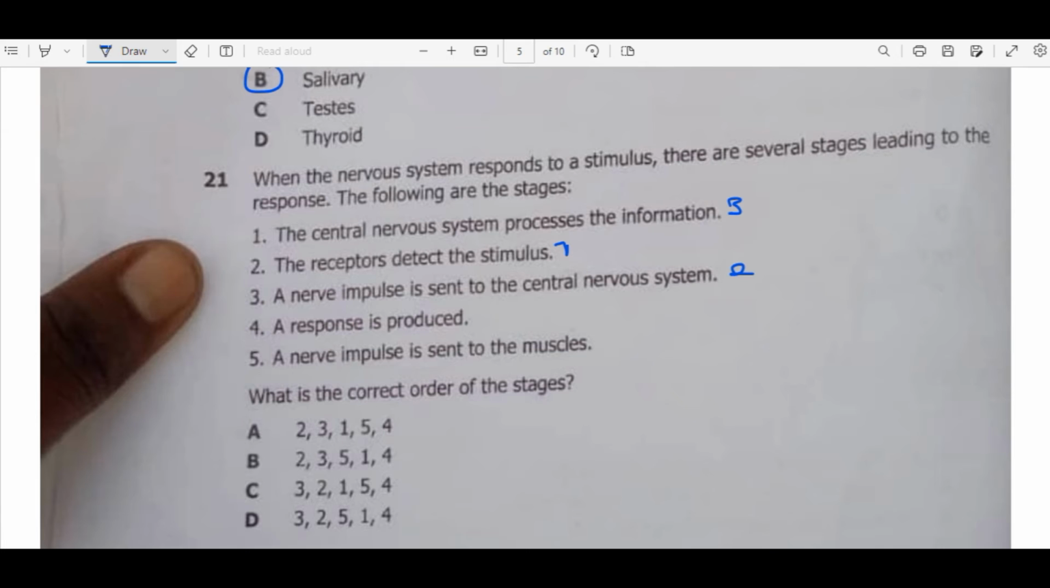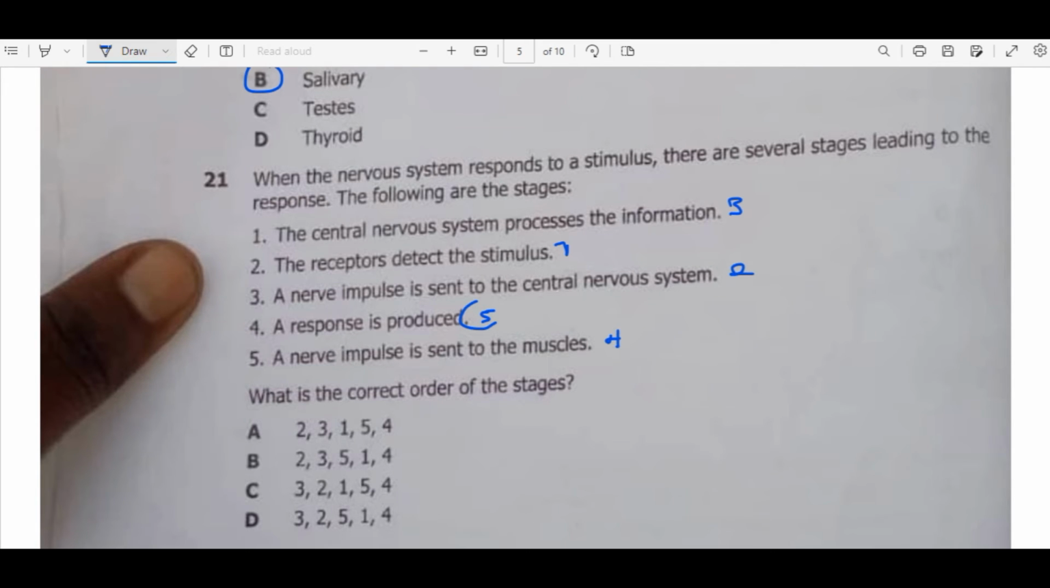And then we can move to the other one. After the central nervous system processes the information, what will follow next? We have response is produced, and a nerve impulse is sent to a muscle. So this is the fourth one. For example, if you're holding on to something which is hot, you're going to react. Now how are you going to react? You're going to remove your hand.